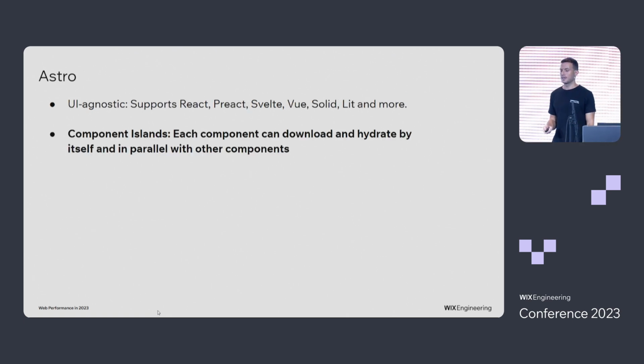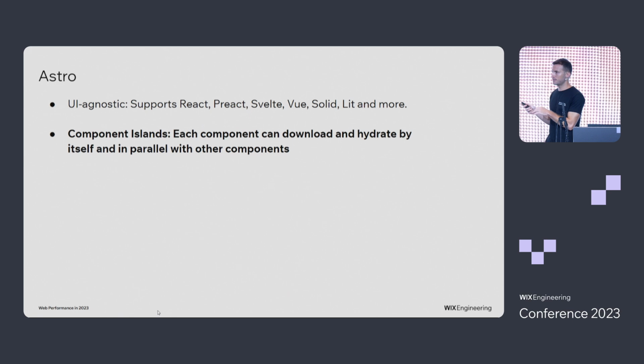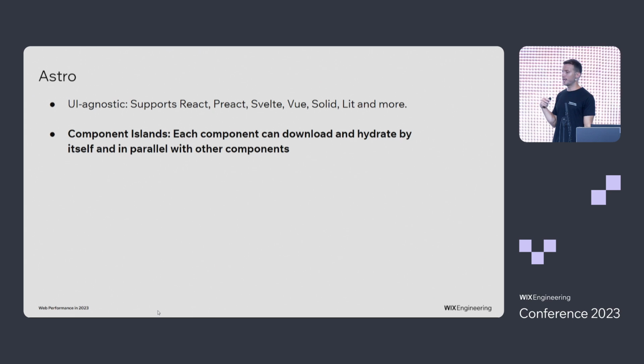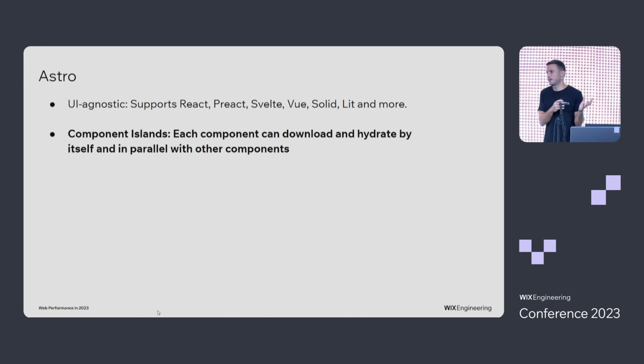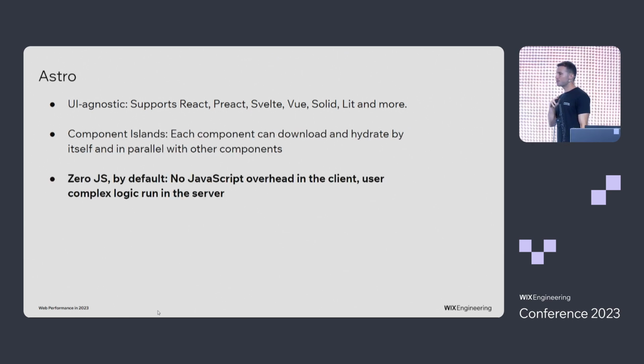The way that it works is that they use something they call component islands, which means that they wrap each component in its own wrapper, they call it an island, that you can actually download and hydrate. Everything is handled by Astro. You don't have to do anything, and each island can be downloaded and hydrated by itself in parallel with other components, making it very fast. It's zero JavaScript by default.